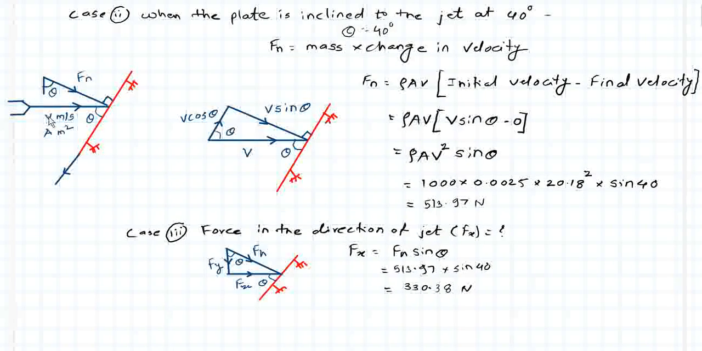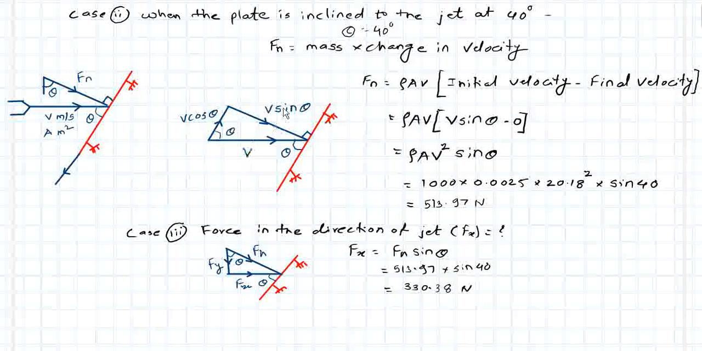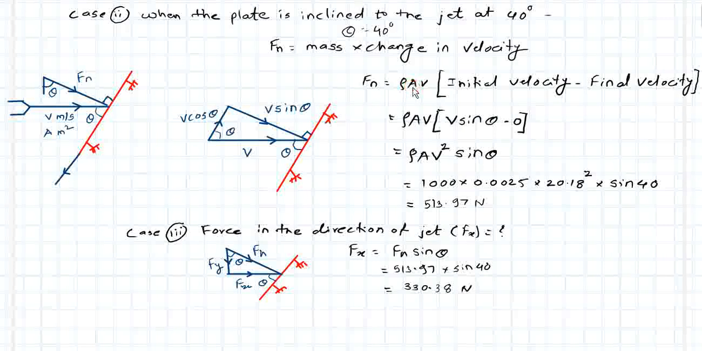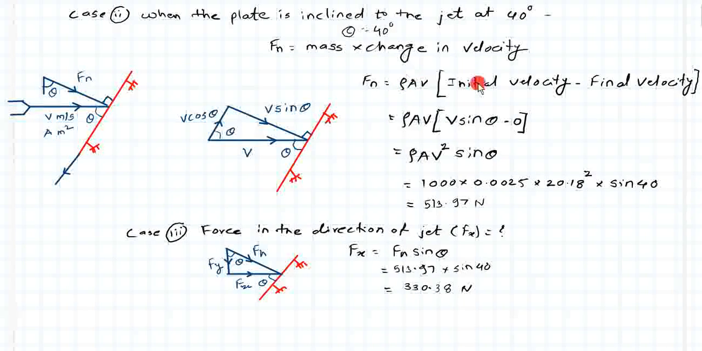So for that, we have to resolve the velocity of the jet into two components, one tangential and the second in the normal direction. This triangle diagram shows the components of velocity v in the normal direction and in the tangential direction. So we get v sin theta in the normal direction, v cos theta in the tangential direction. So we can say Fn is equal to mass into change in velocity, where change in velocity is nothing but initial velocity minus final velocity.